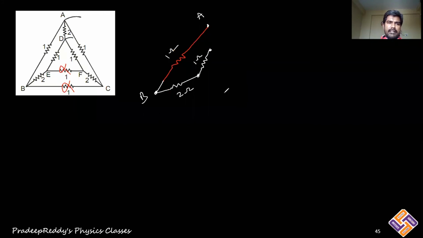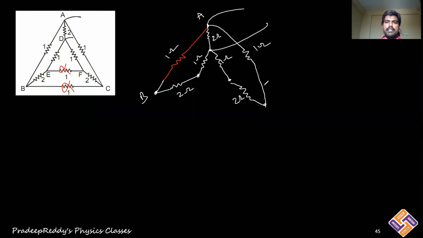And next, these two are not there. You have 1 ohm here, and next from here we have 2 ohm, and then from here to A you have one resistor. This is 1 ohm, and between these two we have resistance 2 ohm. You are now supposed to find the effective resistance between these two. How are this 1 ohm, 2 ohm, 1 ohm connected? These three are connected in series.